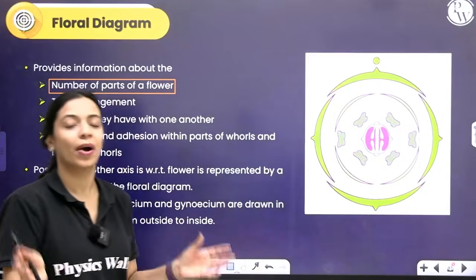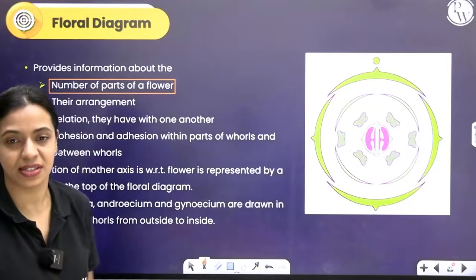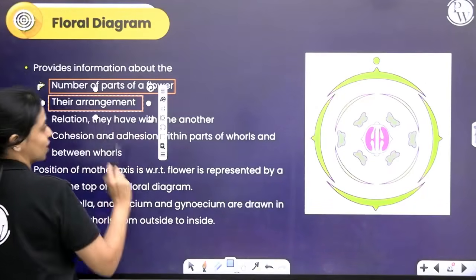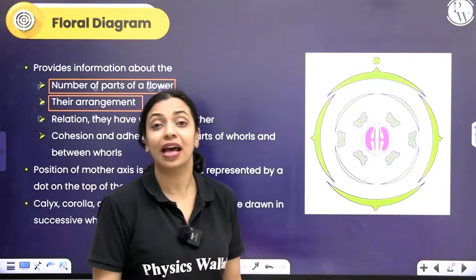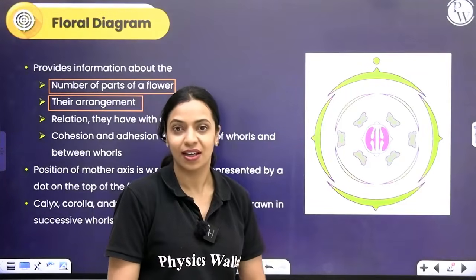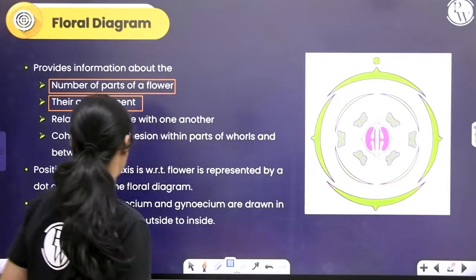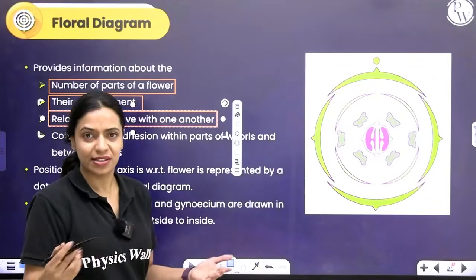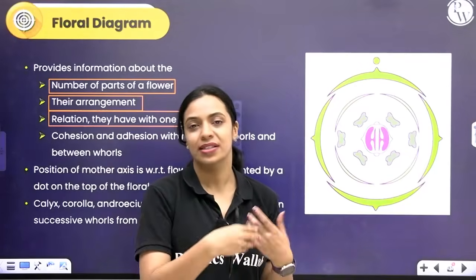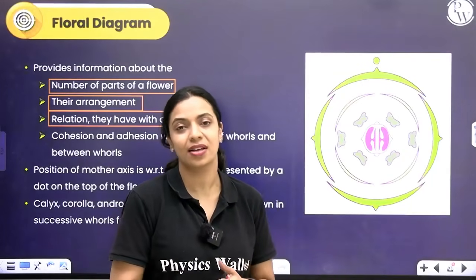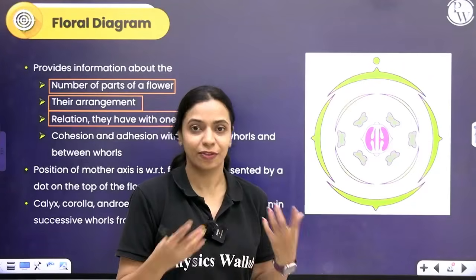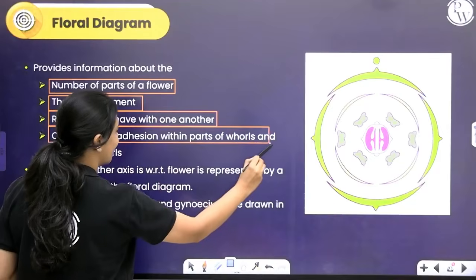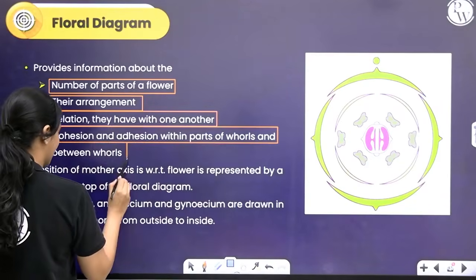So in each part of the flower, how many members are present? That is something you can make out. How is their arrangement with respect to each other? By looking at just this, you can say the type of aestivation, the type of placentation. All of that you can make out by looking at the floral diagram, and the relation they have with one another. Same thing again: what is the kind of arrangement of petals, what is the kind of arrangement of sepals, what is the placentation, is there any fusion between different parts of a flower. Same thing, cohesion and adhesion within parts of whorls and in between whorls, all of this you can make out.